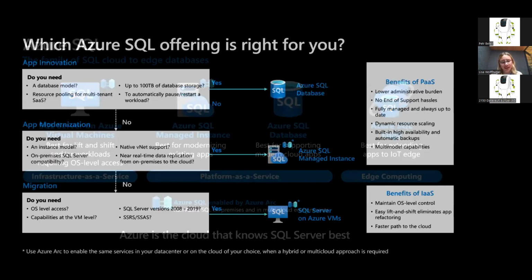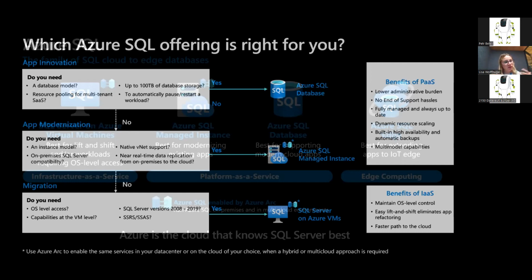And we know that it's kind of complex to know which offering is right for you. So that's why we have this kind of layout. If we start at the bottom, let's say you need OS level access, you need some capability to tweak the virtual machine, then you should go with the SQL Server on Azure VM. And again, this is really good when you want to lift and shift, not do a lot of refactoring, just move your workload as easy as it is.